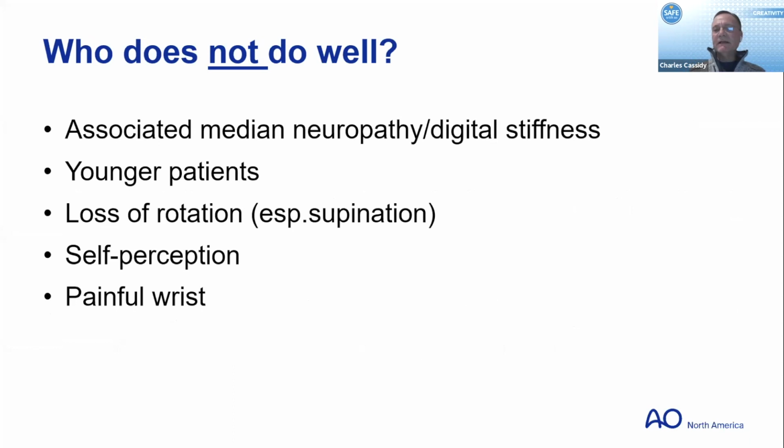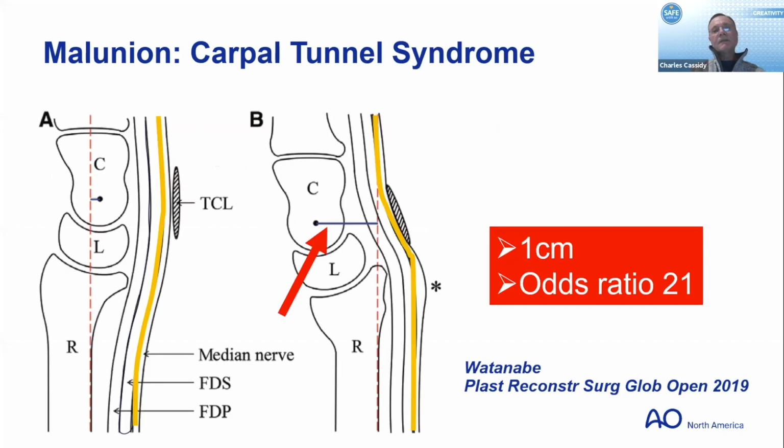So rather than think about radiographic parameters, let's just think about who does not do well following these injuries. And I think we would all agree with this. Associated median neuropathy and digital stiffness, younger patients, patients with loss of rotation, especially supination, self-perception issues, and a painful wrist. So those are pretty easy.